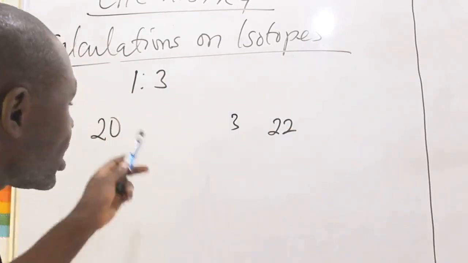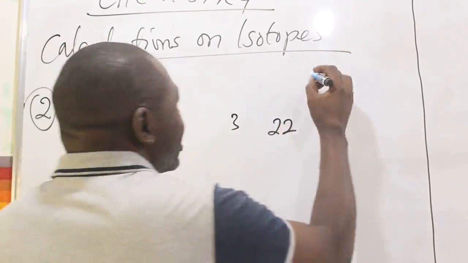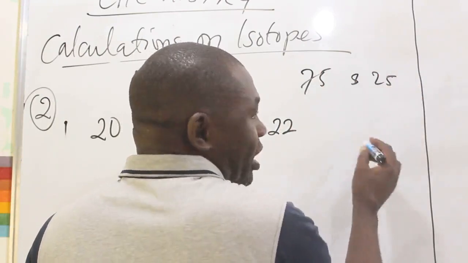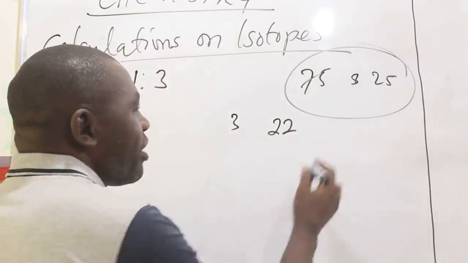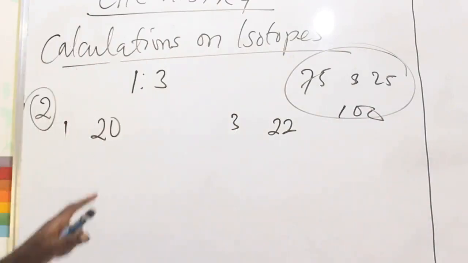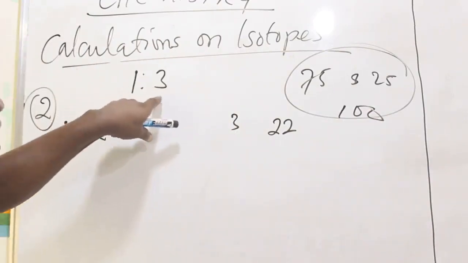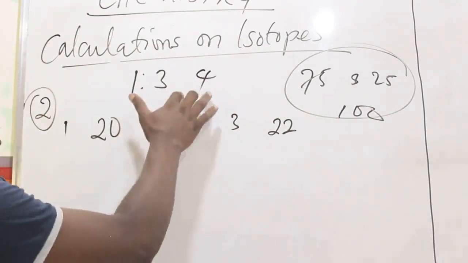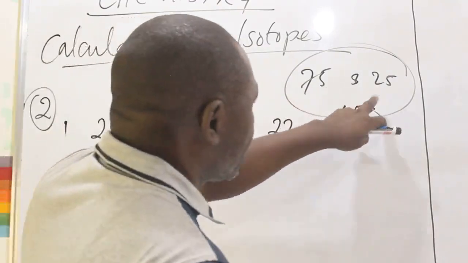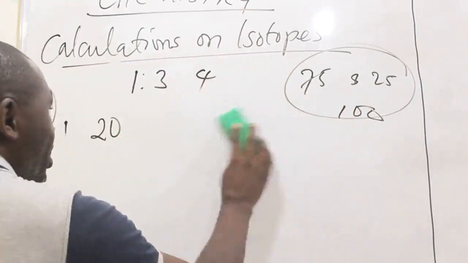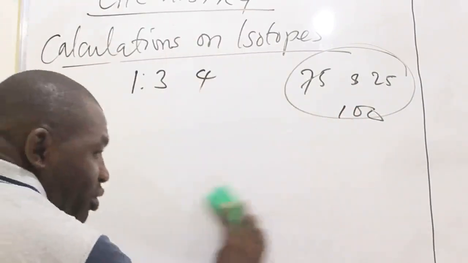Now, just as we did with percentage, in the first question we had 75% and 25%. We added these two and it gave us 100%. So, the same thing you do here. You add the ratio, 1 plus 3, that will give you 4. That means the total of the ratio is 4, just like you had the total of the percentage as 100. So, you just follow the same steps that we did in solving the first question, and you will arrive at it.